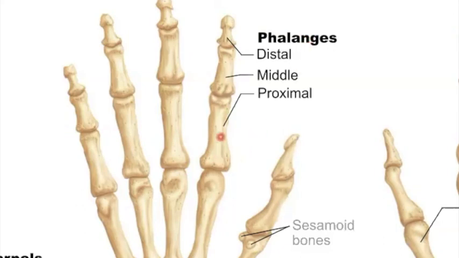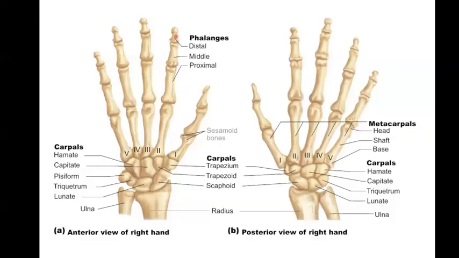The one closest to your wrist, or the one connected to your metacarpal, is the proximal phalange of digit 2. In this case, this is your index finger. The middle phalange of digit 2, the distal phalange of digit 2, right? So that's how those are named, right? So those are what you want to know about the hand, and those are all logically named.